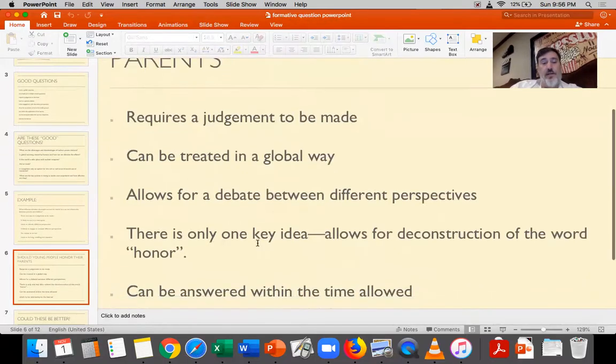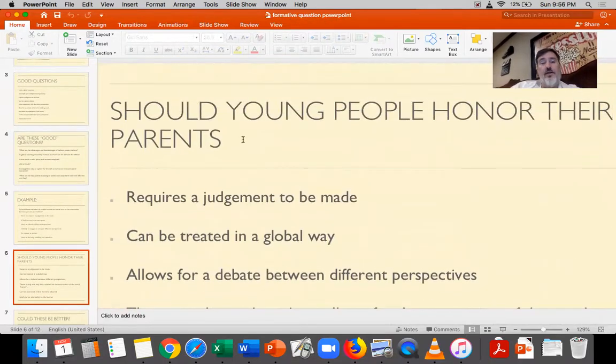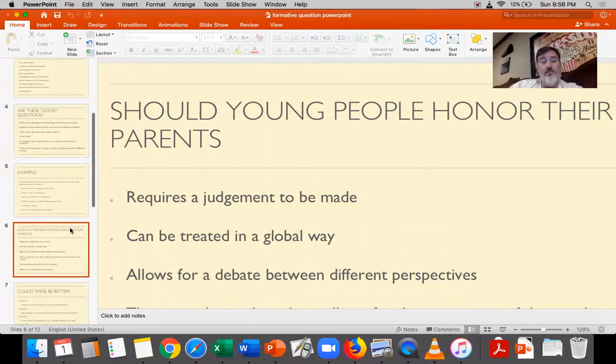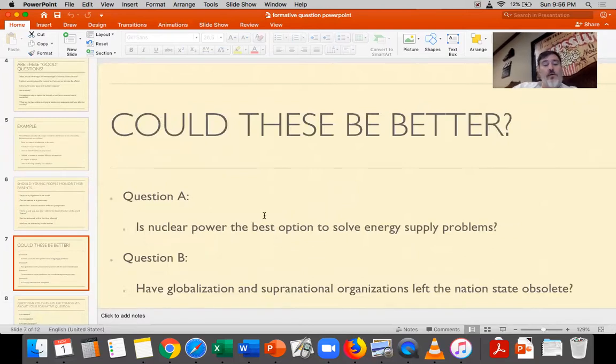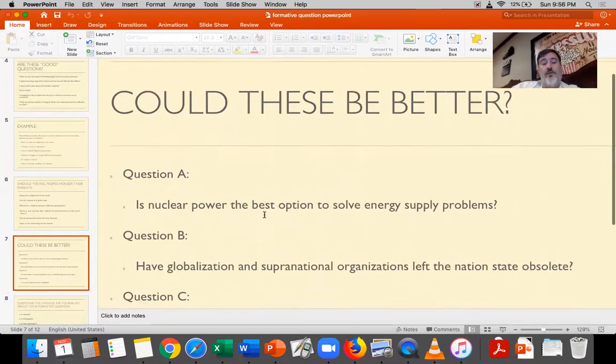This question here, a lot of learners in the past couple of years have had a problem with it when I use this as an example, because they say, well, it's really a yes and no question. And you're not wrong. It does read like that. It could be worded better, but this is the best question thus far. Could these be better? Let's look at these for a moment.